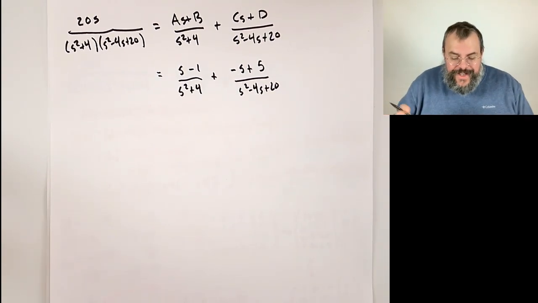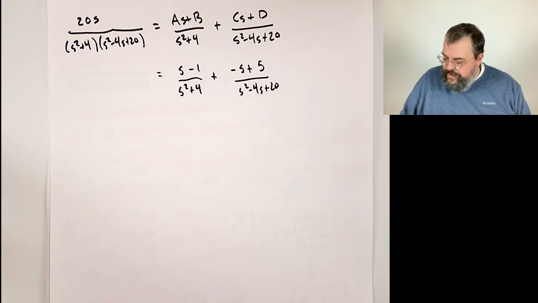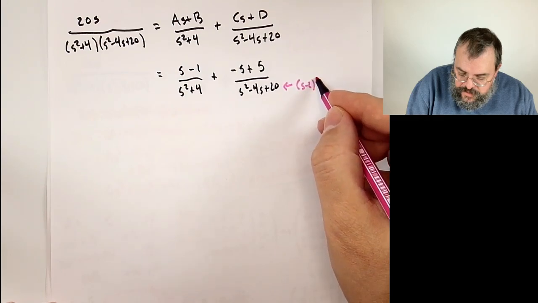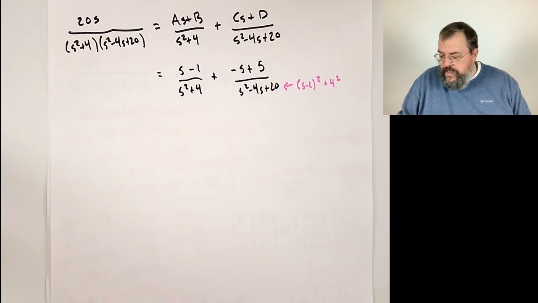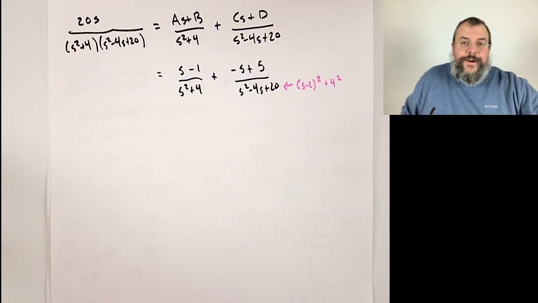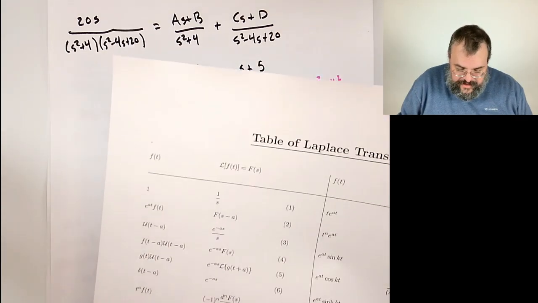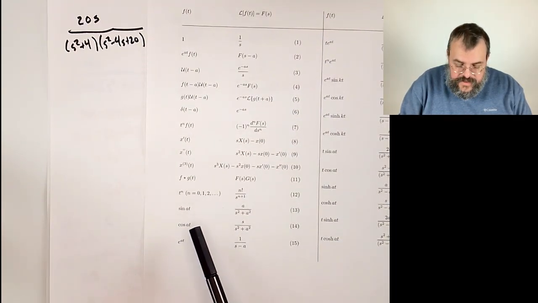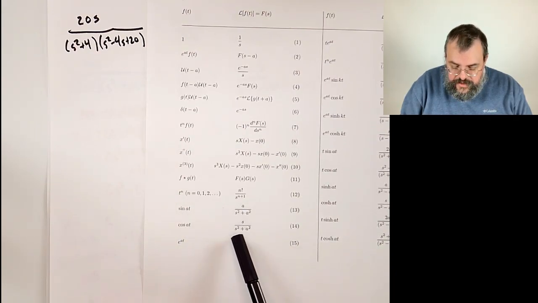So, now, one other thing we didn't write down, but we'll just make a quick note here. This we said was s minus 2 quantity squared plus 4 squared. Now we need to sort of start thinking about what do these look like. So we're ready to start glancing at our table. And the thing that should jump out to us are sines and cosines. So sine of at looks like a over s squared plus a squared. And cosine of at looks like s over s squared plus a squared.